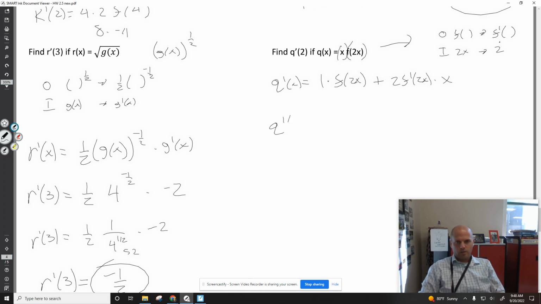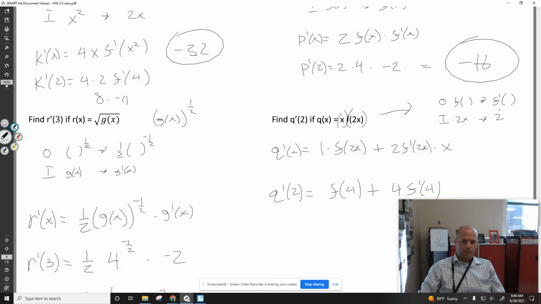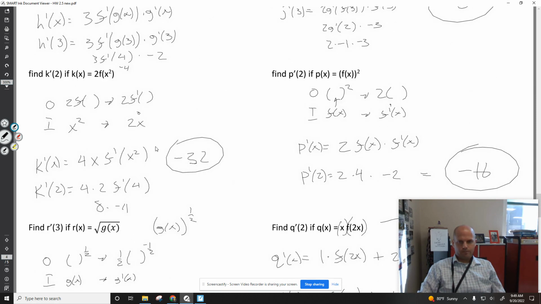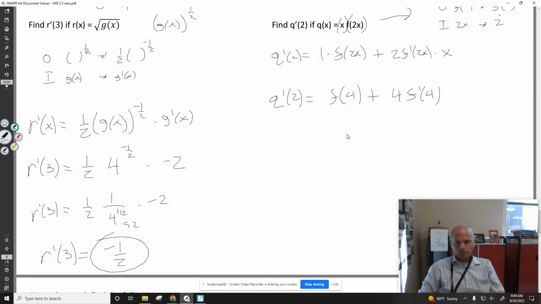So plugging in 2, I have f of 4 plus 2 times 2 is 4, f prime of 4. F of 4 plus 4, f prime of 4. F of 4 is 3, f prime of 4 is negative 4. Negative 16 plus 3, negative 13.